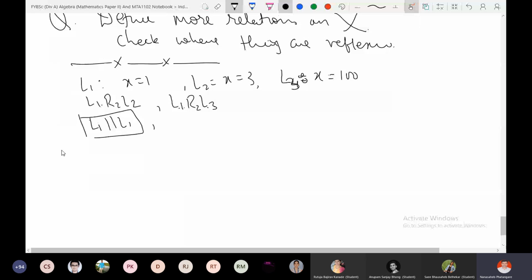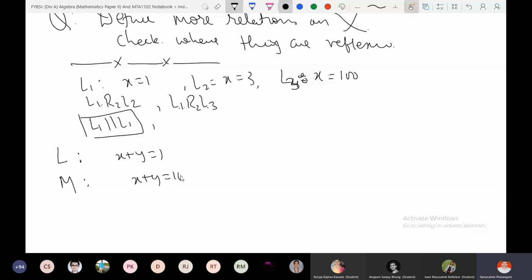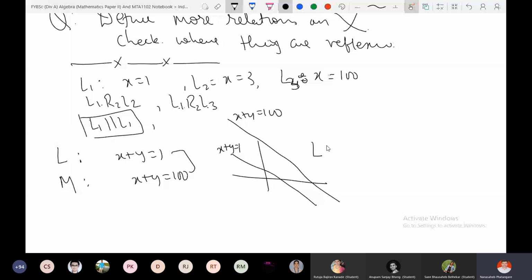For example, if I take line L as x plus y is equal to 1, and I choose another line M, x plus y is equal to 100. Are these two lines related? Why are these two lines parallel? Because their slopes are equal. When two lines have equal slopes, they are parallel, so L is parallel to M.